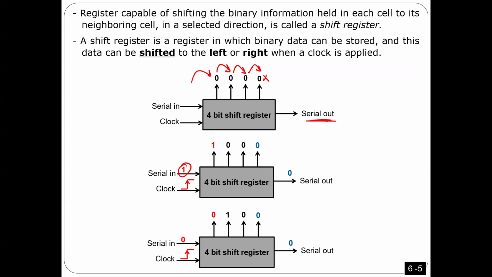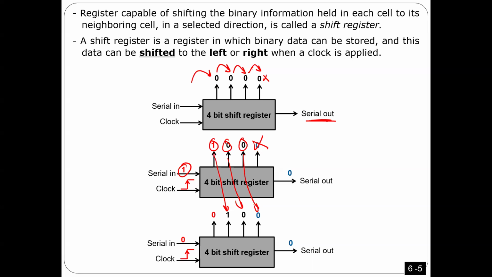Now what if I put the input 0 and then I shift again? Here you can see this one will move one position. This one is going to come here. This 0 is going to come here. This 0 is going to come here. This 0 is gone, I'm going to lose it. So every time I lose 1 bit and I add 1 bit. This is how it is.